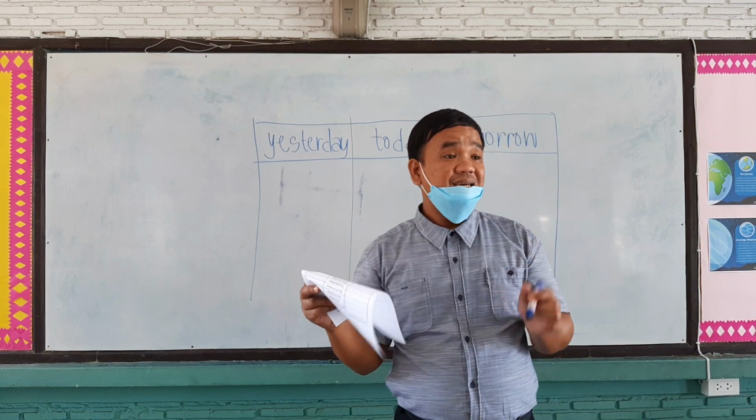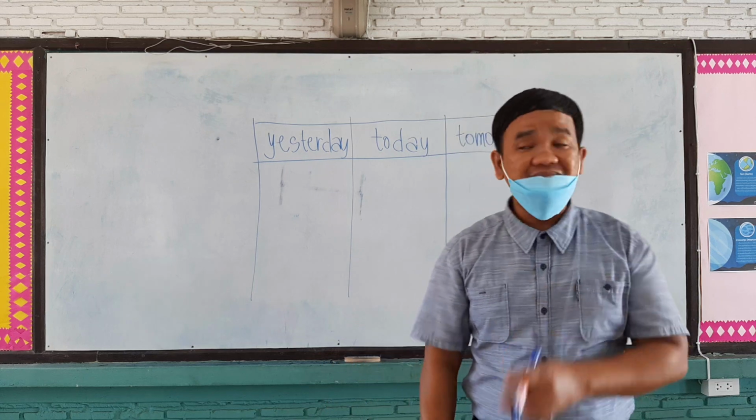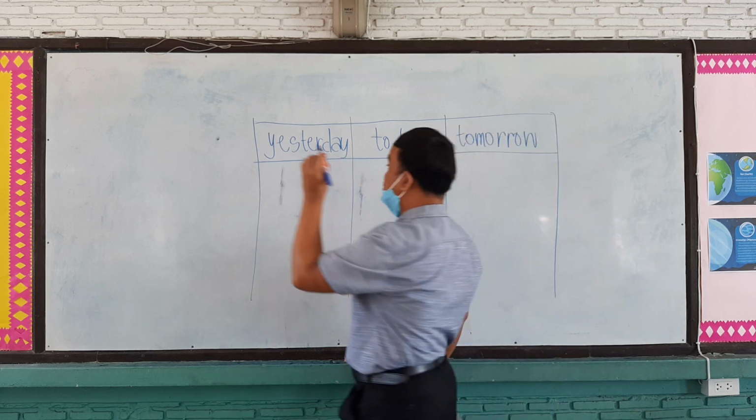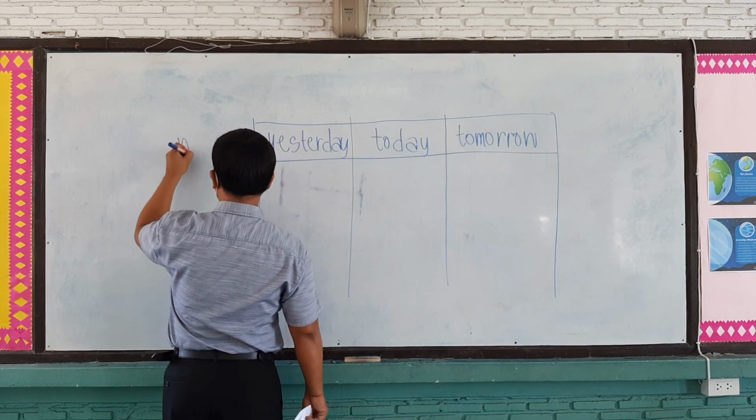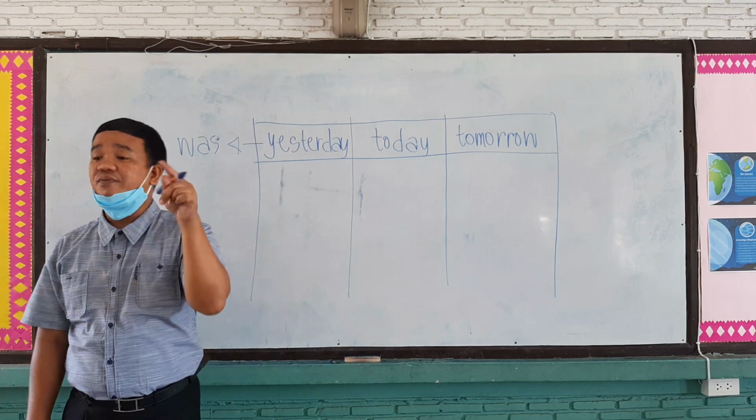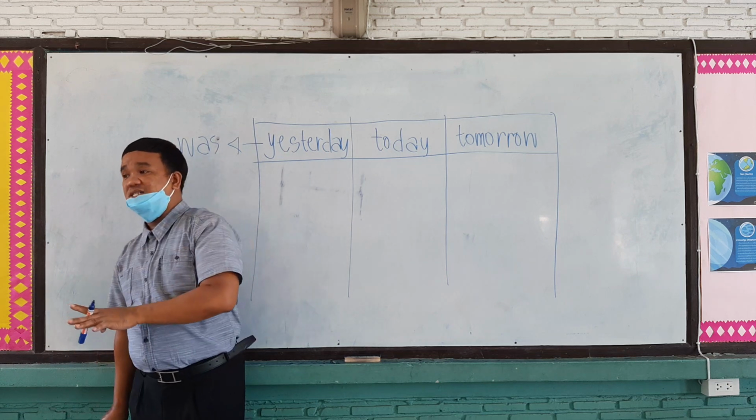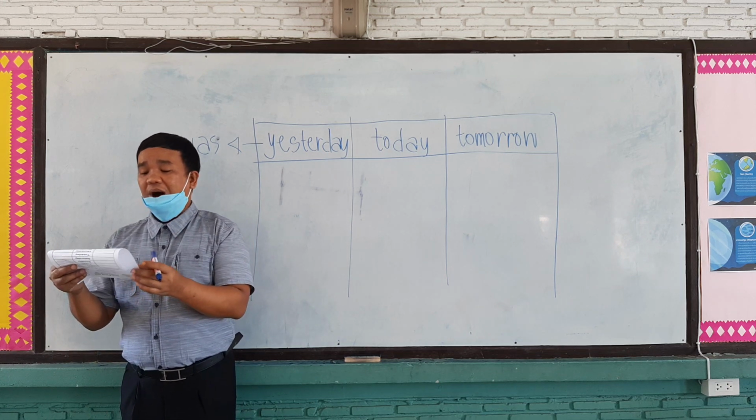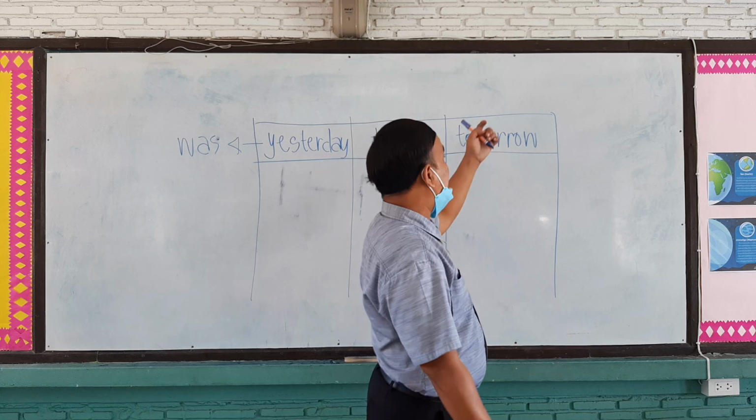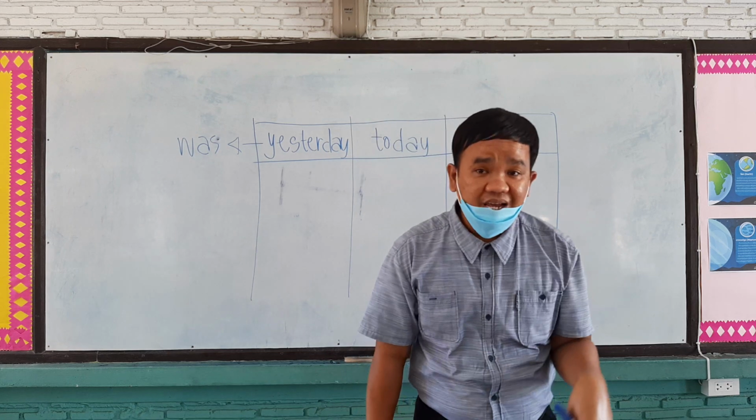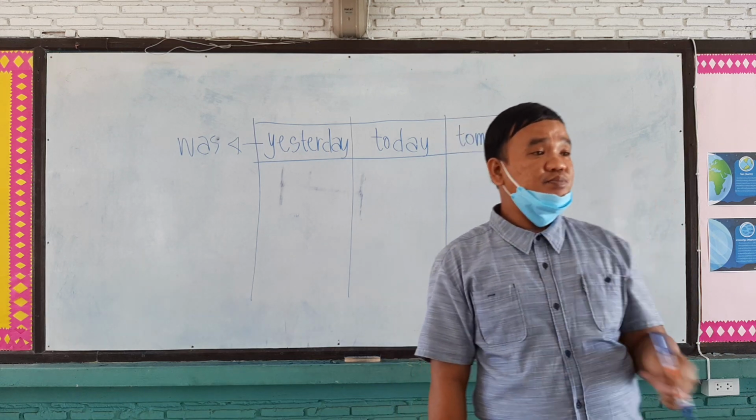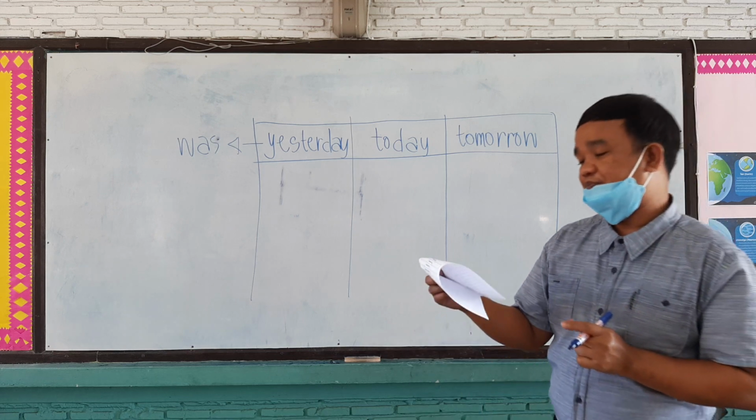What day was it yesterday? When we say yesterday, you have to use was. Yesterday was Thursday. If today is Friday, then yesterday was Thursday. What day is the day after tomorrow? If today is Friday and tomorrow is Saturday, then the answer will be Sunday.